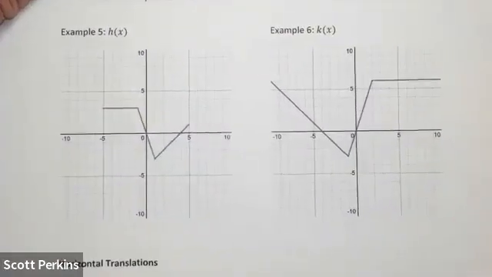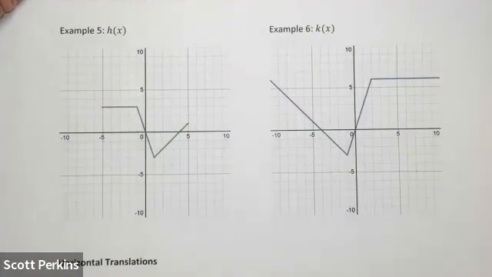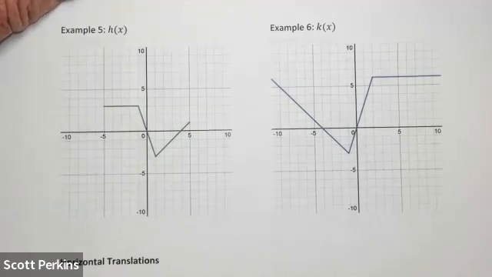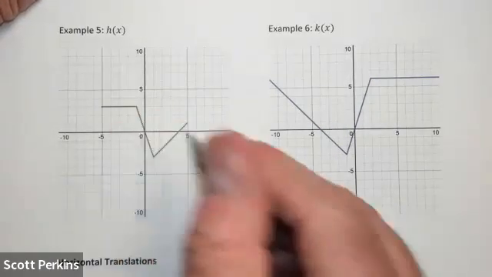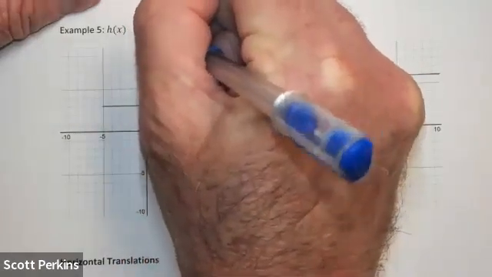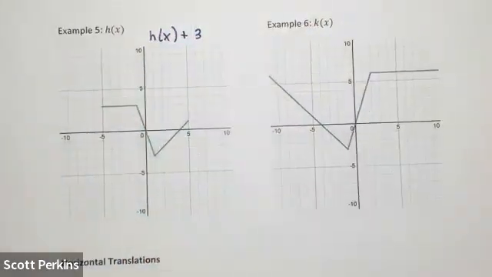Example 5, h of x. I'm not worried about the domain and the range. We've done that a couple times. If you feel unsure about identifying domain and range, you can do it and I'll come check it for you. But if you feel all right about finding domain and range, all I want you to do is take that graph right there, and I'd like to know what h of x plus 3 would look like.